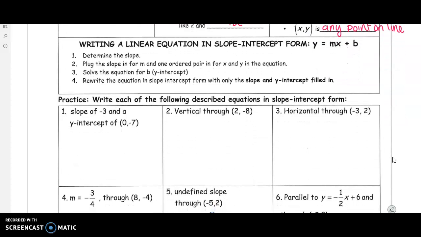The steps for writing an equation in slope-intercept form. Write these 4 steps down here. Hit pause and write all of that down, please.